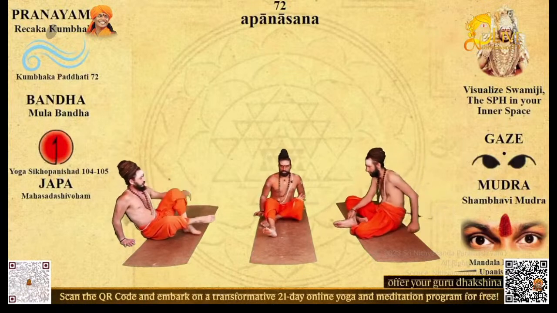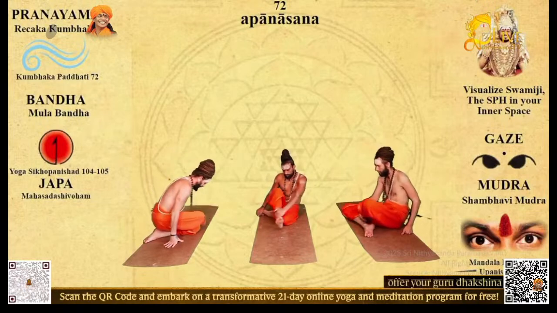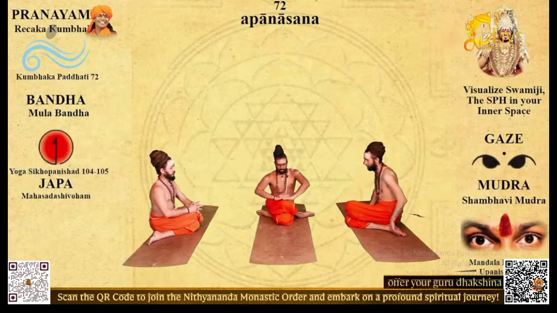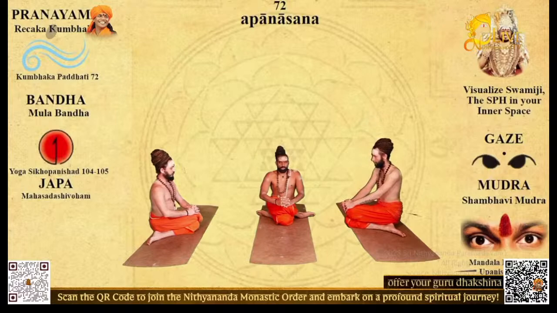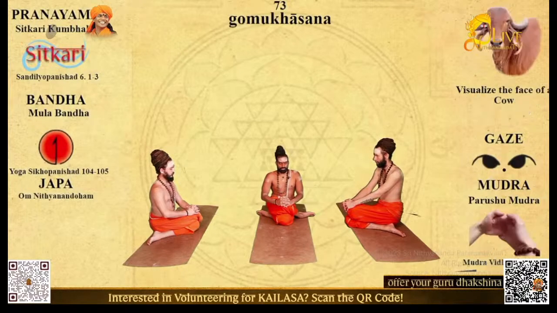The next asana is Gomukhasana. Place the left leg on the ground, right leg on the top. Now interlace the fingers, place it on the top knee, gaze to the nose, visualize cow in your space. The new pranayama is Kari pranayama. The japa is Om Nithyanandoham.